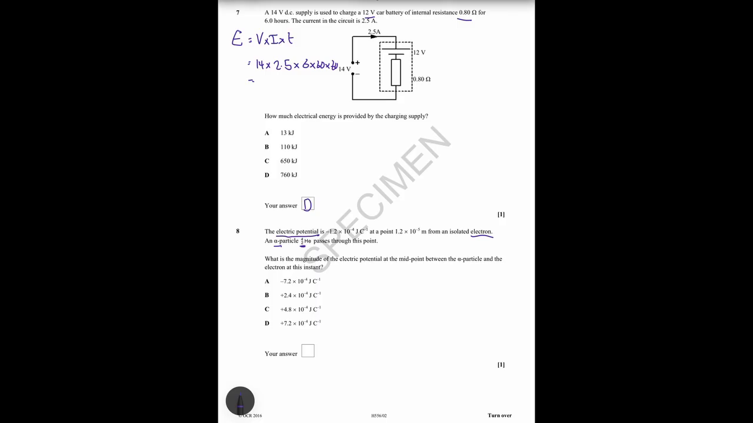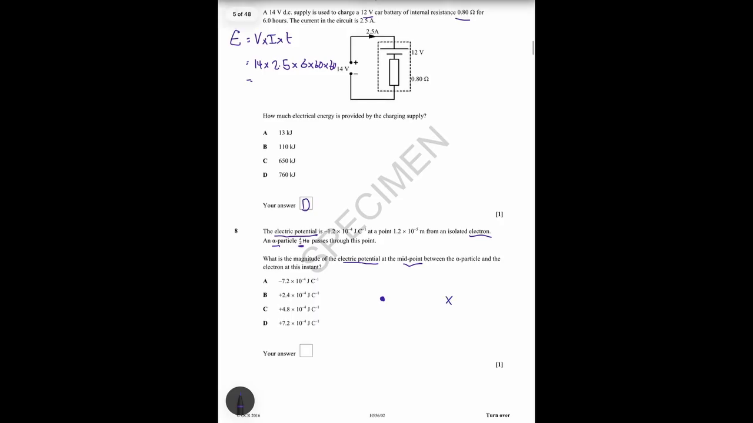Okay, so the question is saying what's the magnitude of the electric potential, and it's saying at the midpoint, so that's something that's a bit iffy to me as well, between alpha particle and electron. Well, the fact that it says midpoint is like, okay, this is going to be confusing, let me just draw a diagram. So I've got my electron, which is over here. So my electron sat there, and it's saying at a certain point, which is 1.2 times 10 to the 5 meters away, over here, this is where the electric potential is minus 1.2 times 10 to the power of minus 4, sorry, joules per coulomb.